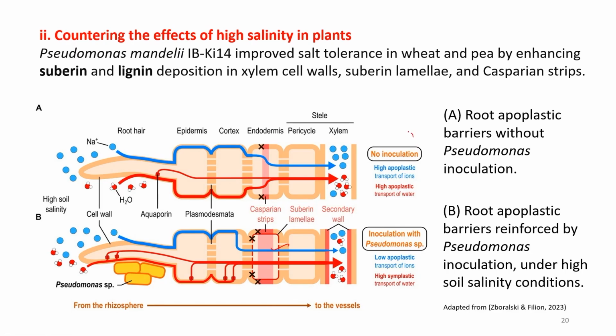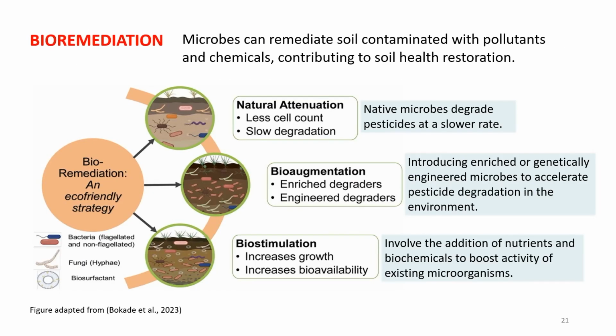So, when there is no inoculation, there is high apoplastic transport of ions and high apoplastic transport of water. When there is inoculation by this particular Pseudomonas strain, there is low apoplastic transport of ions and high symplastic transport of water. Let us now discuss another important topic, bioremediation.